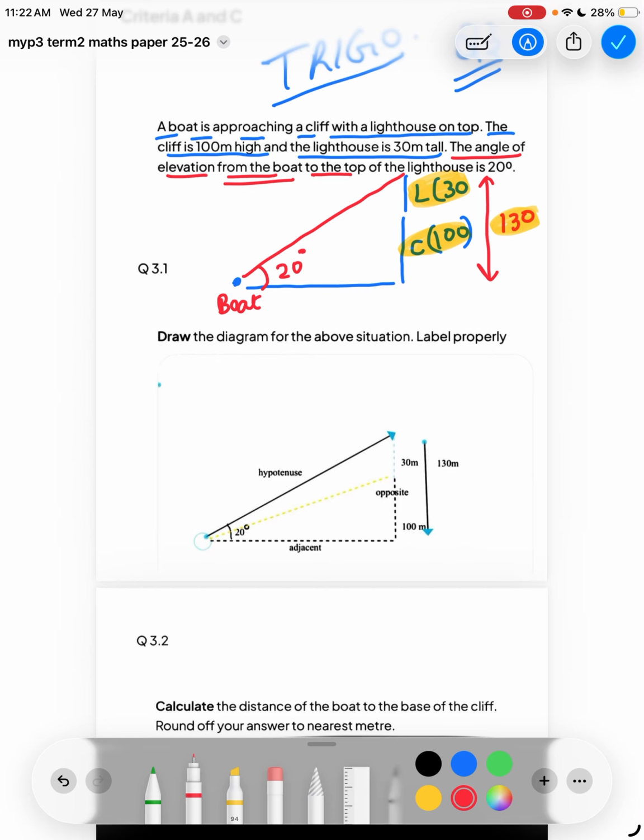Then it says draw the diagram of the above situation, label properly. So we have done that. This is the cliff, 100, this is the lighthouse, 30, this is the angle of elevation from the boat to the top of the lighthouse, which is 20 degrees. And label means this is the hypotenuse, this is the adjacent and this is the opposite, right?